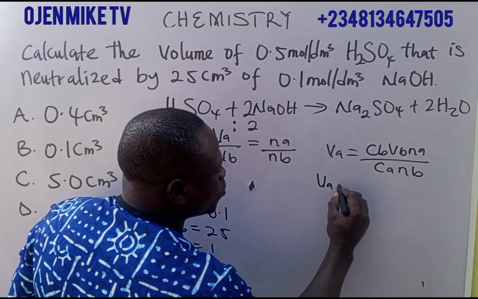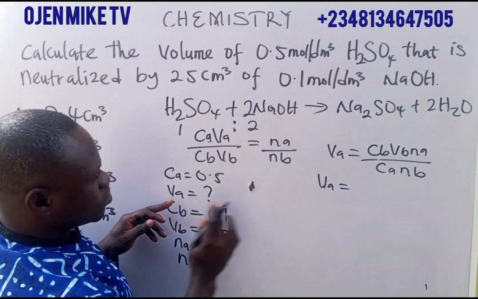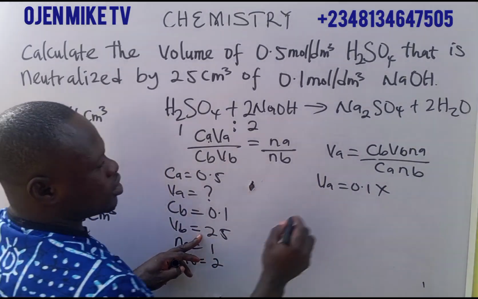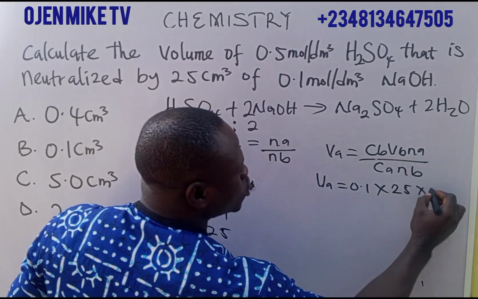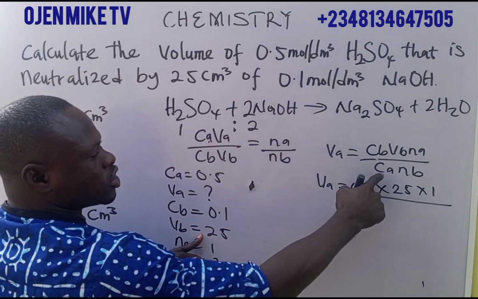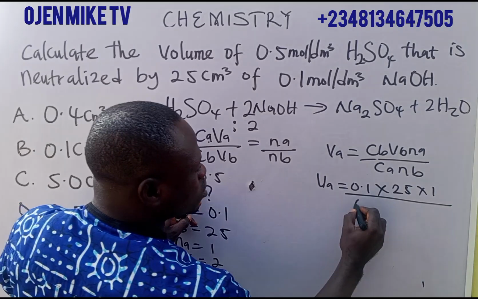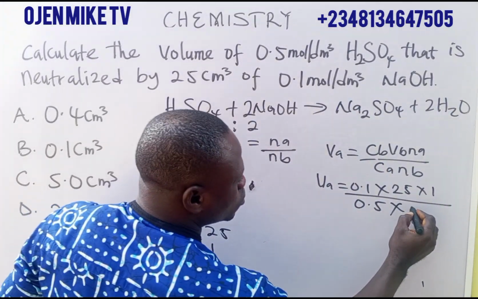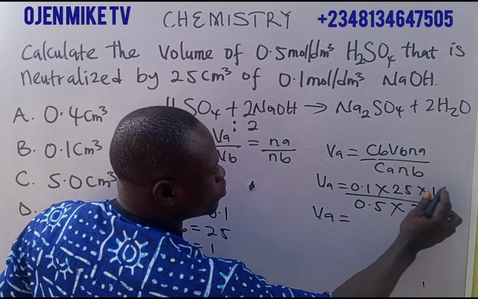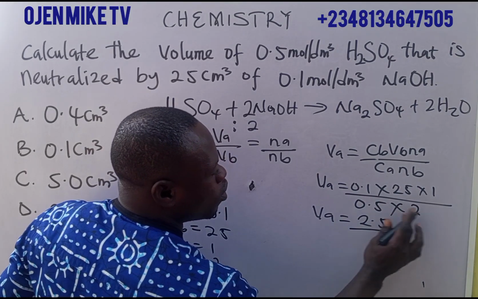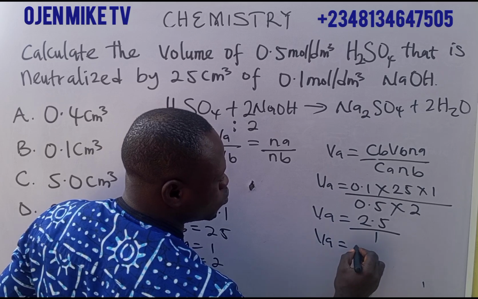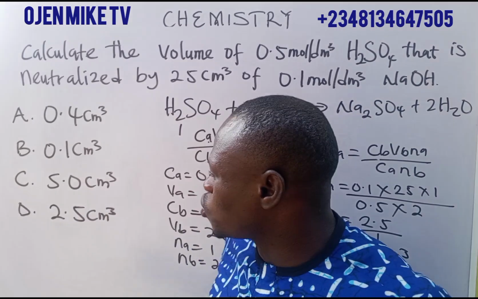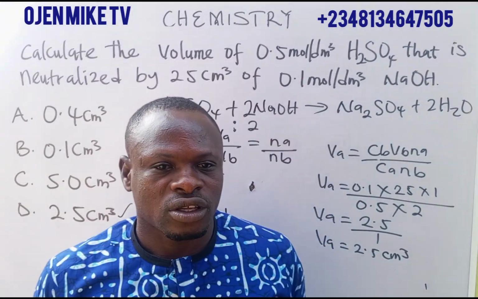Our Va now will be equal to Cb, which is 0.1, multiplied by Vb, which is 25, multiplied by the mole ratio of acid, 1, divided by Ca, which is 0.5, multiplied by Nb, which is 2. The numerator multiplies to give 2.5 and the denominator multiplies to give 1. Va is equal to 2.5 cm3. So our answer is 2.5. Don't waste time.